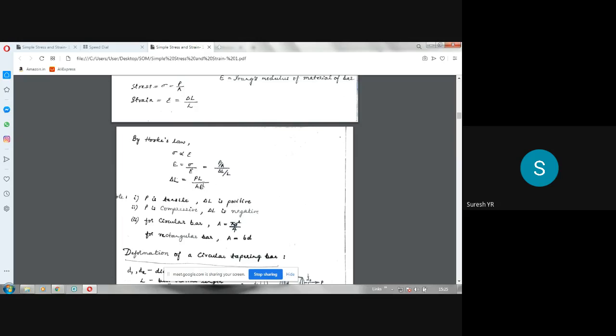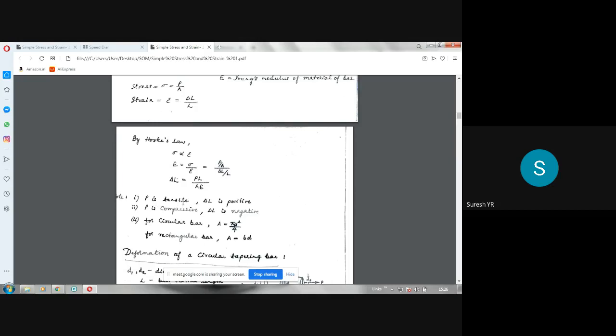So, normally we take P in newtons, L in millimeters, A in millimeter square, and E in Newton per millimeter square. Then Newton and Newton get cancelled, and everything cancels except millimeter. So you will be getting delta L in millimeters. You can just check that. Substitute P in newtons, L in millimeters, divided by A in millimeter square, E in Newton per millimeter square. If you simplify that, everything gets cancelled except millimeters. So, delta L will be in millimeters.